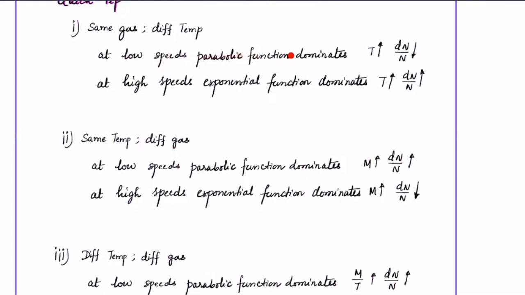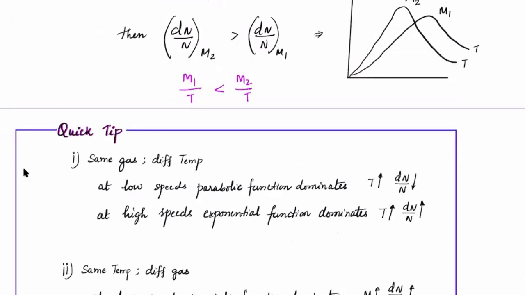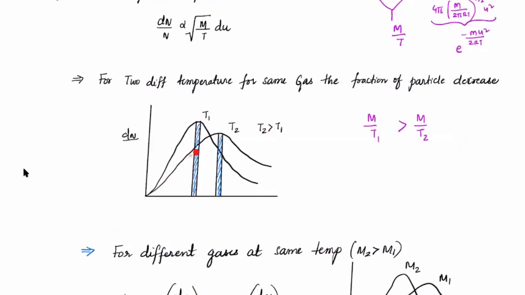Got it? Like what happens in case you have a parabolic function. See, at low pressures, at low speeds, the parabolic function will dominate. So if temperature is increased, this is for the same gas, molar mass same. If only T increases, the number of particles will decrease for the parabolic part. For the exponent part, the number of particles will increase. Got it? You can see that as the temperature is increasing, this curve is going downwards.